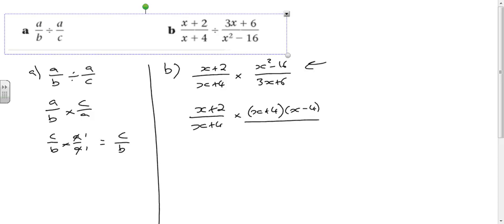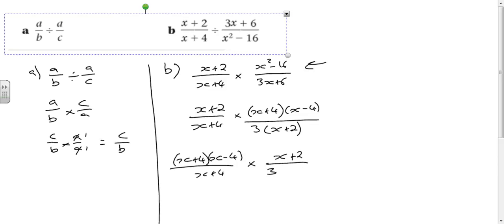And we can factorise out the 3 from the bottom, so you get 3 lots of x plus 2. So again, let's swap the numerators over. So we've got x plus 4 over, so x plus 4, x minus 4 over x plus 4 times by x plus 2 over 3 times x plus 2. So let's stick everything in brackets.